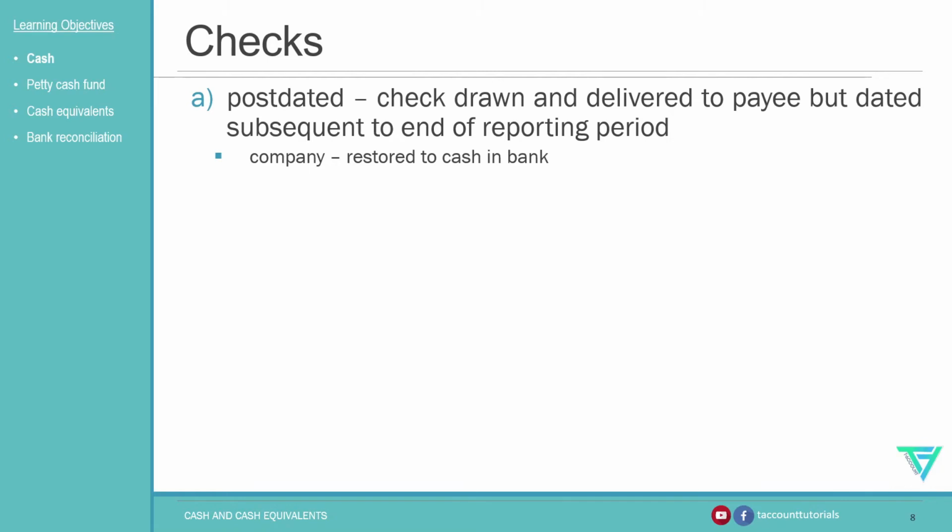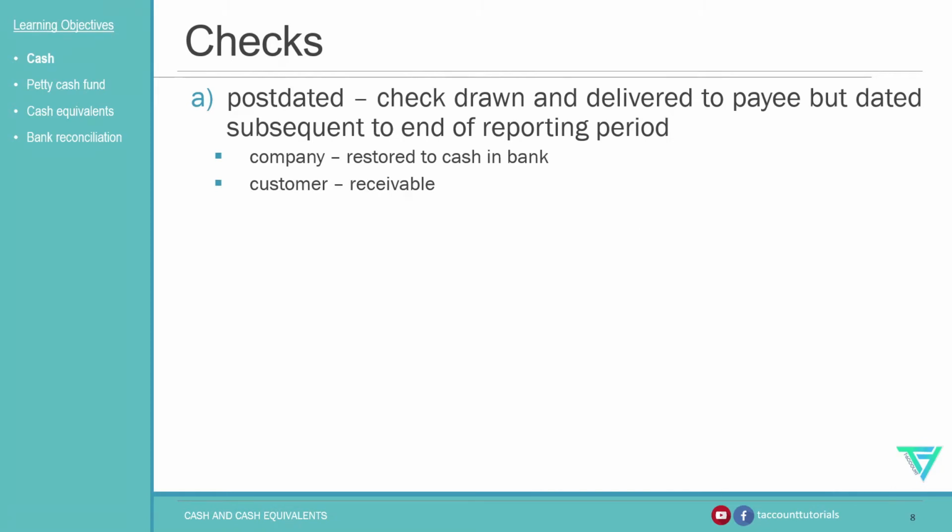If it's a customer check, the receivable is again set up. Because upon receipt of the post-dated check, it is recorded as debit cash and credit accounts receivable. However, the company cannot encash the check yet because it is post-dated. So it will be restored to receivable.